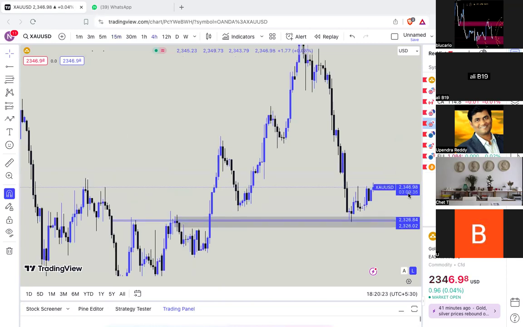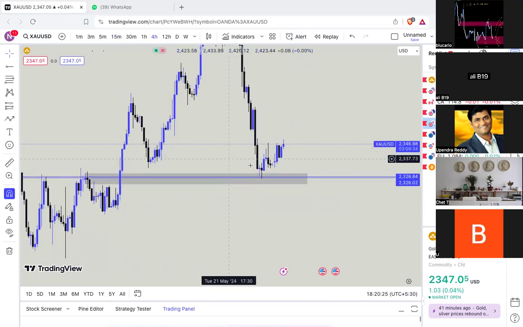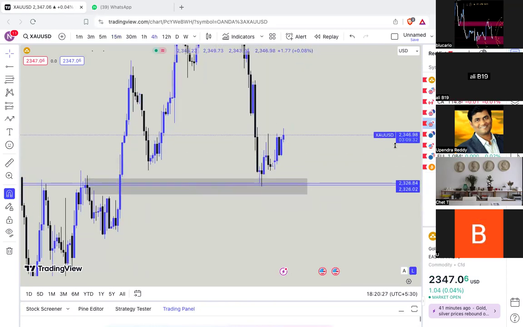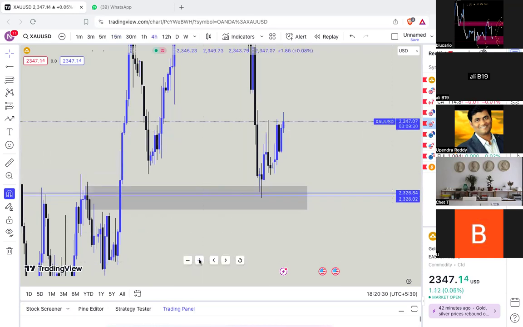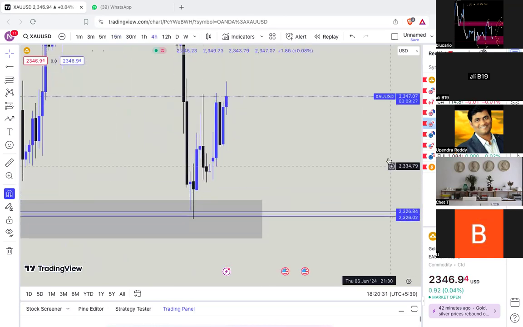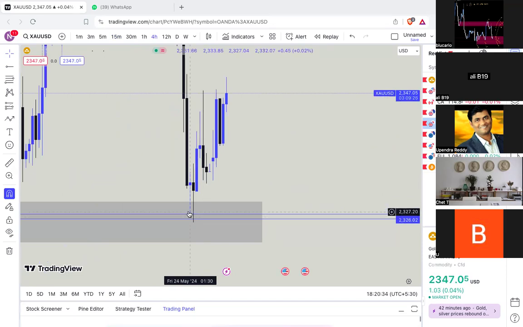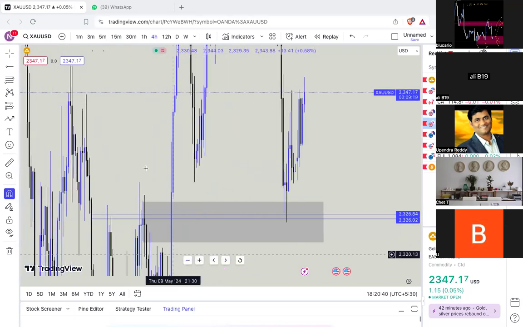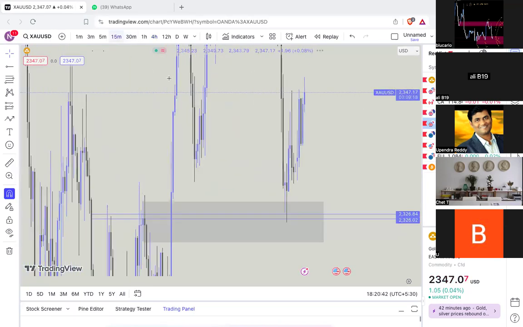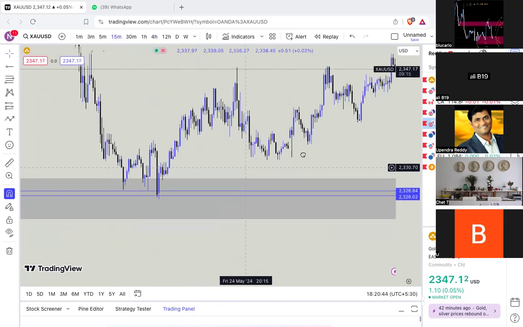Now see here how the price respected this key level. The price perfectly respected this key level and flew away. This is the power of key level. I'll show you how to take trade on it.